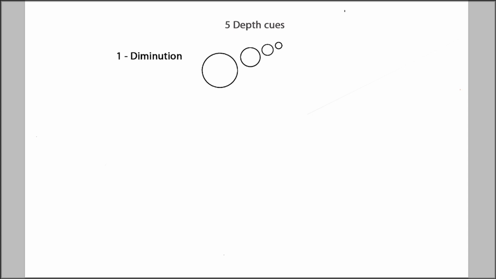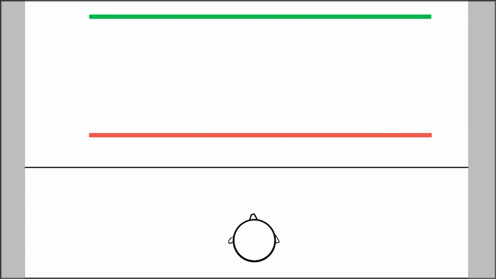As you can see on the right here, the circles appear to recede further and further away from us as they get smaller and smaller on the page. In order to understand why this phenomenon happens, let's take an imagined bird's eye view of an observer observing a red line and a green line of equal size.